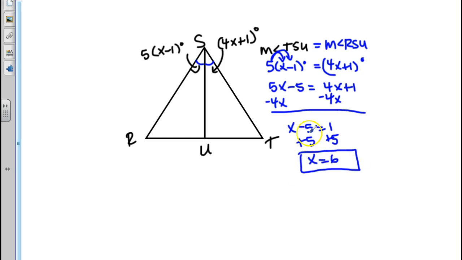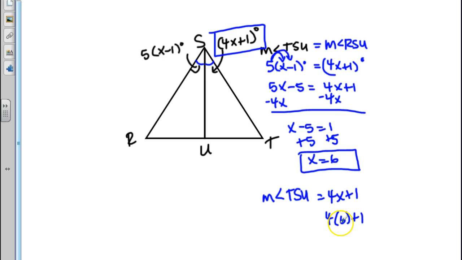Now I asked for the measure of angle TSU, not just the value of x. So we have x equals 6, so I will plug it back into the expression for angle TSU. The measure of angle TSU is 4x plus 1, and when x is 6, 4 times 6 is 24, plus 1 is 25 degrees. So the measure of angle TSU is 25 degrees. All right. Hope that makes sense, guys.